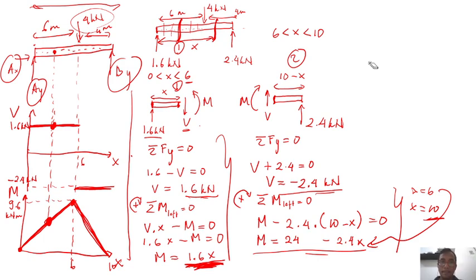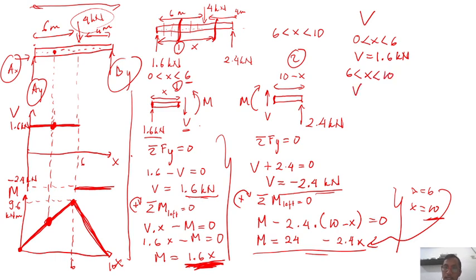For the shear force, between 0 to 6, the equation will be 1.6 kilonewton, and between 6 and 10 meter, the shear force will be minus 2.4 kilonewton.